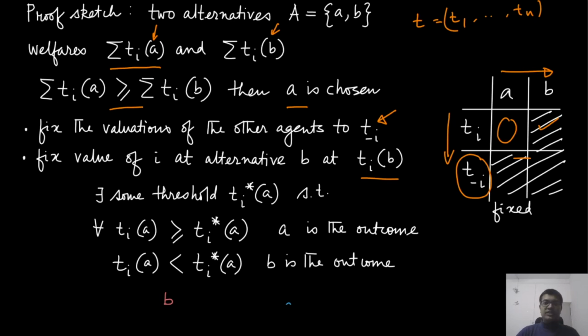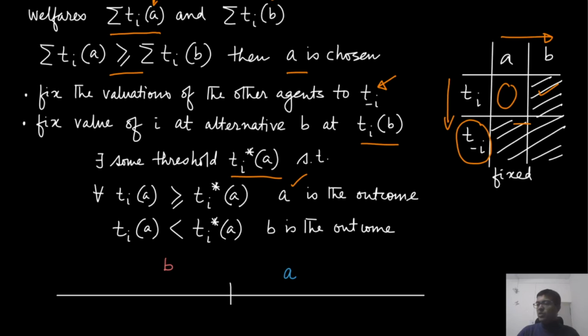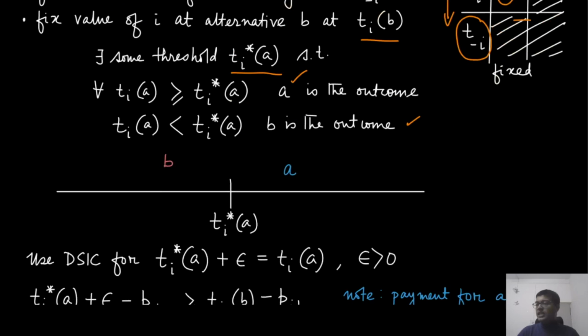Now given this degree of freedom, there must be a threshold point Ti star of A, such that if Ti of A is more than that threshold value or at least equal to it, then A is going to be the outcome, and if it is not, then B becomes the outcome, because there are only two outcomes in this case. So you can draw a picture like this, where Ti star of A becomes the thresholding point, and for all the points above this, A is the winner, and anything below that point, B is going to be the winner.